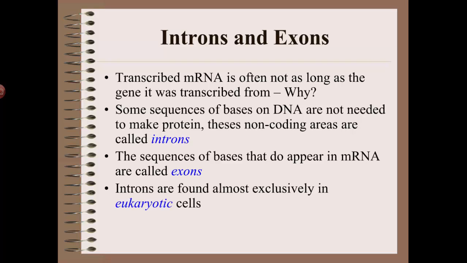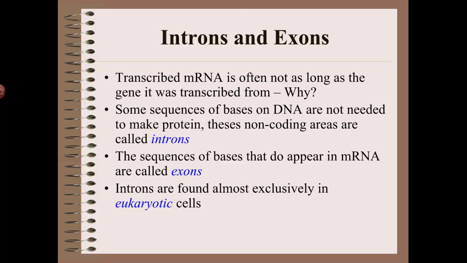So what happens is we've got to get rid of those introns. We've got to take them out of the transcript because they don't contain information that we want copied into protein on the outside. It's not junk, but it's not important to the protein. We don't see these introns in bacteria. We only see them in eukaryotic cells.